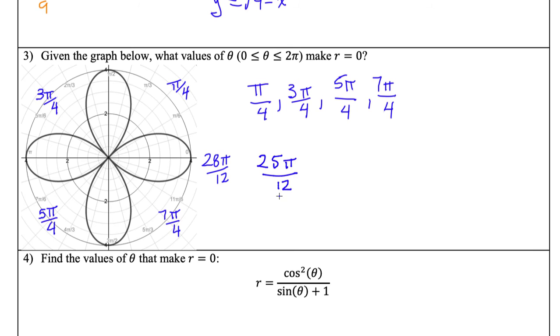Is that right? Why do you have 28? It should be 24. I don't know what I'm saying. 24 pi over 12. You just double 12 and you get 24. And then I go backwards 3, 1, 2, 3, and that's going to be 21 pi over 12, which reduces to 7 pi over 4 if I divide the top and bottom by 3. Every one of these pi slices is pi over 12.